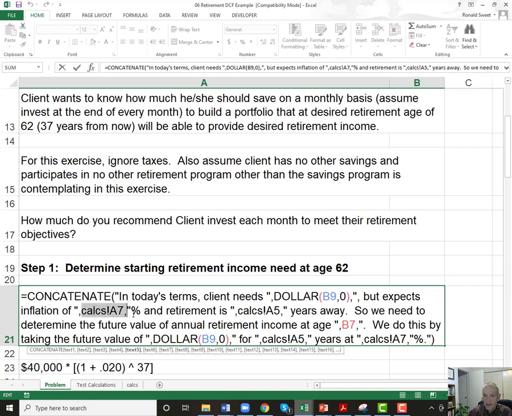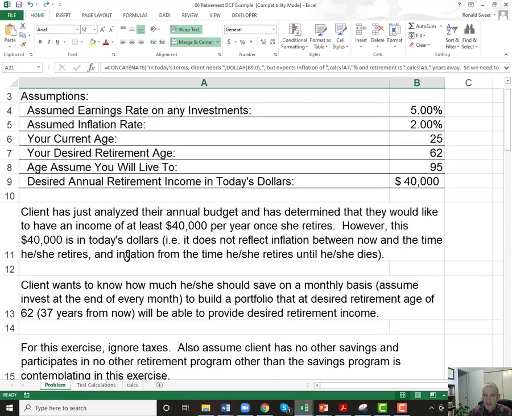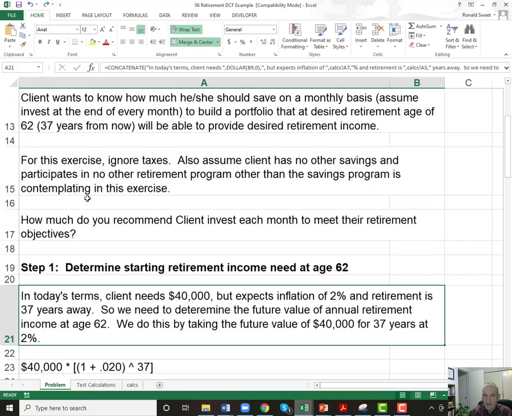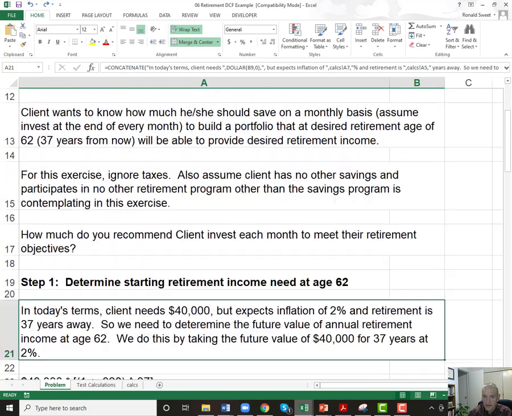I'm bringing in a number and then I'm making it a percent, but I'm doing that actually in the text. So you have to kind of play around with it. It takes a while to get used to it. But again, it says, okay, if she retired today, she would need, sorry, I got lost here. Let's find it. Step one.